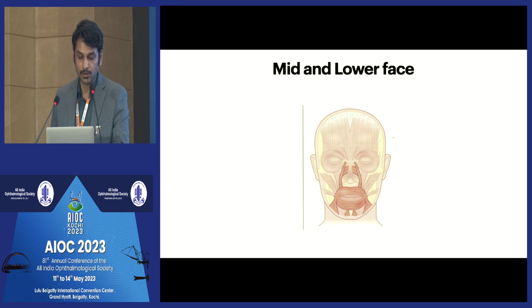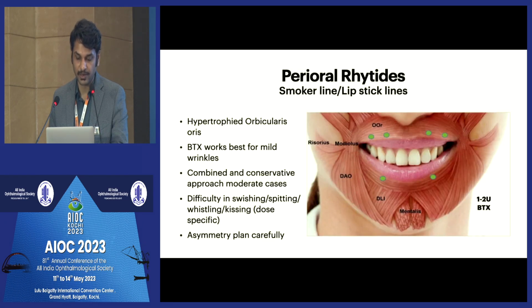And coming to mid and lower face, basically the anatomy is a little bit complex because of the interplay between the contraction of the oral muscles and the rest of the mid face muscles. If there is any imbalance, there can be difficulty in the sphincter action of the oral structures. So for the perioral rhytids, also known as smoker lines and lipstick lines, basically it is because of the hypertrophied orbicularis. These are all the points which you can give.